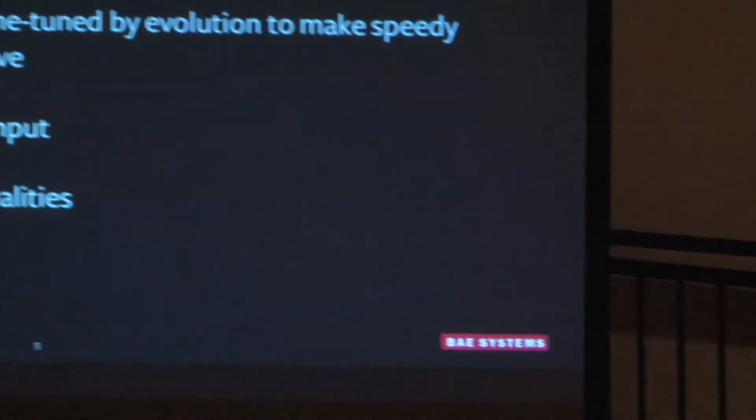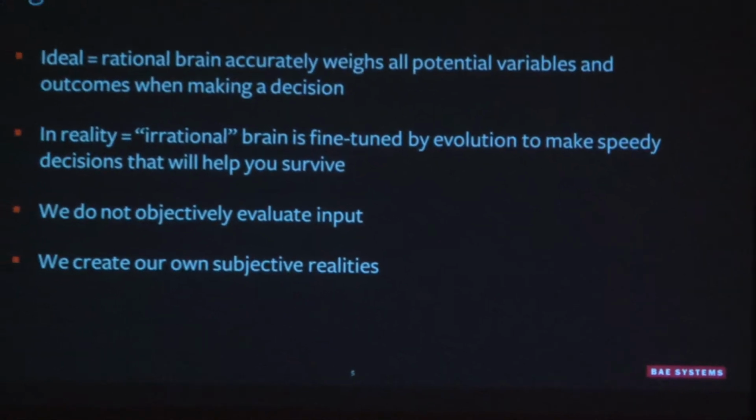So cognitive biases. Basically we have a lizard brain that makes us think somewhat irrationally a lot of the time. So the ideal is the Homo economicus, someone that makes perfectly rational, self-interested decisions, keeping in mind all the potential variables and outcomes when making a decision. But in reality, we actually mostly use our irrational brain, which is fine-tuned by evolution, as I say, to make speedy decisions to help you survive.